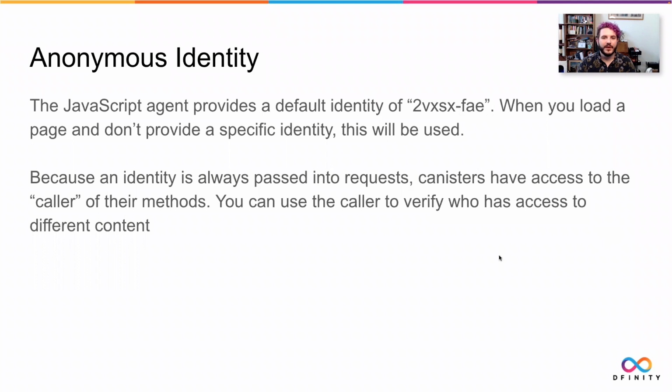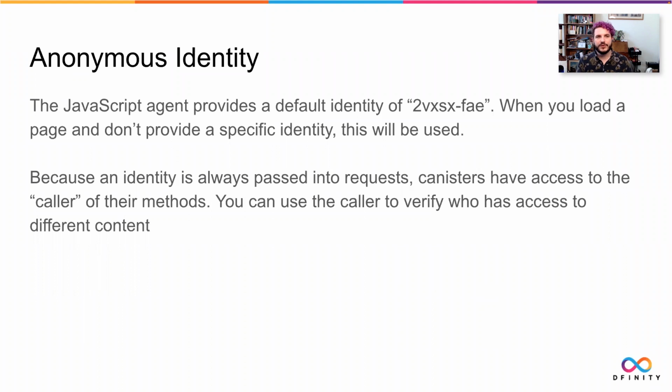fay. So if you don't provide a specific identity, this is what's going to make all of your calls. If you don't have any permission to data, that might be fine. You can just use the anonymous identity and your application will work. So if you do something as simple as the hello world starter or a counter or a number of other things, that'll be totally fine.